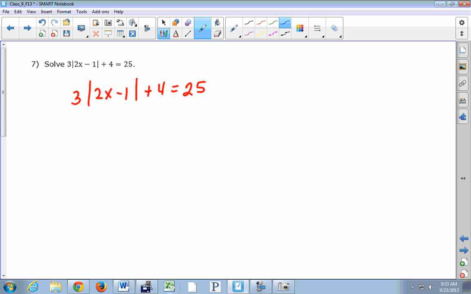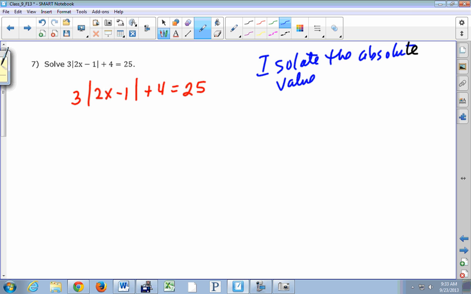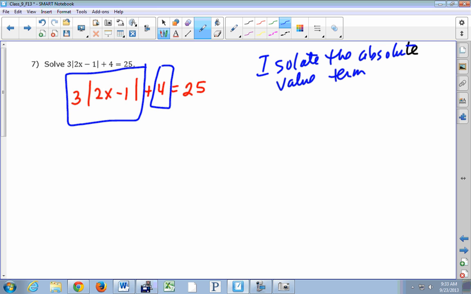All right, what do we want to do? Isolate, isolate, isolate. Isolate the absolute value term. How did that switch to black? That was really interesting. Look at that, right in the middle of writing. Huh. So here's our absolute value term. Remember, terms are the parts of addition and subtraction. So we want to get this all by itself.